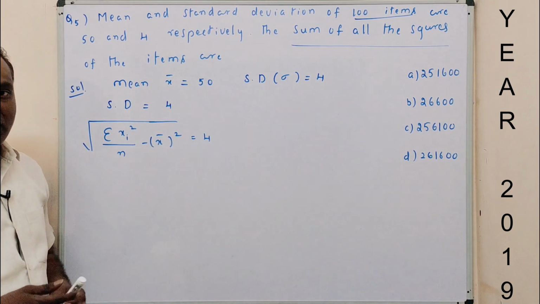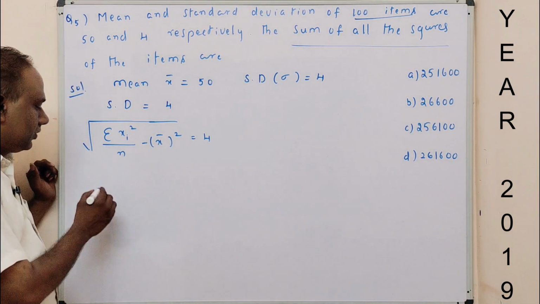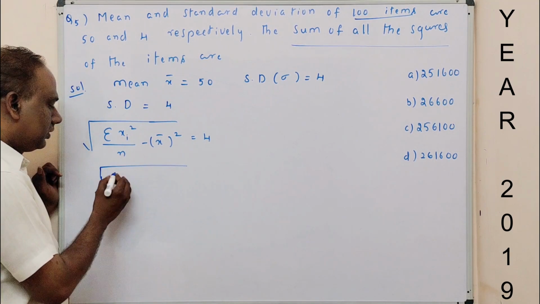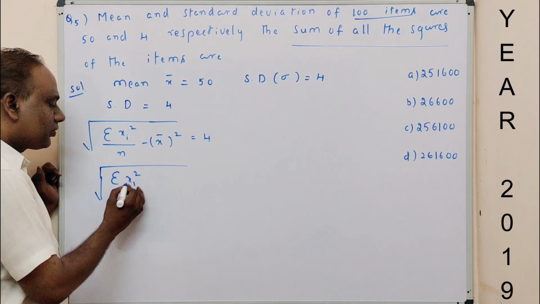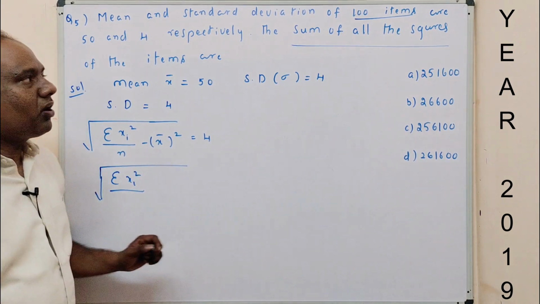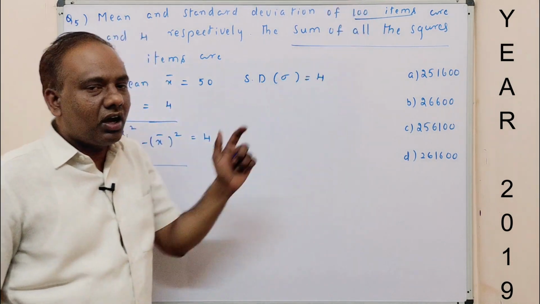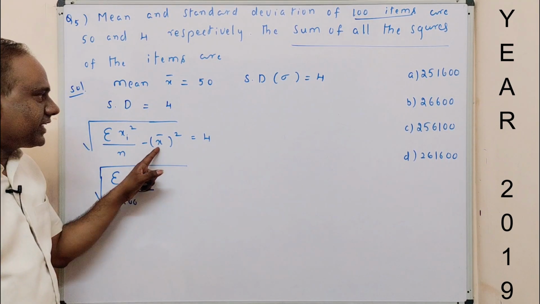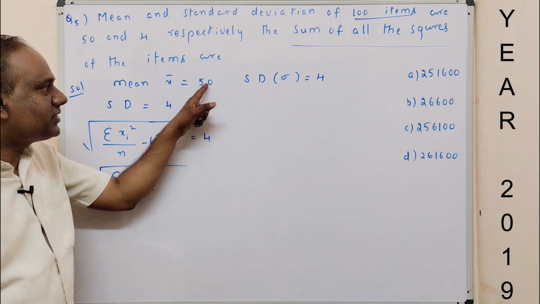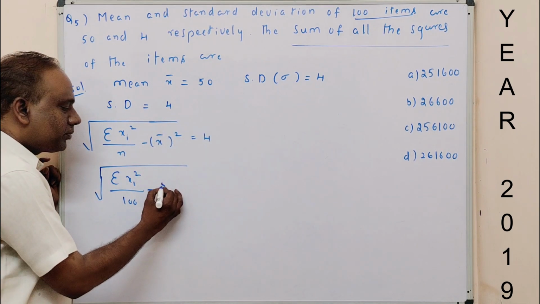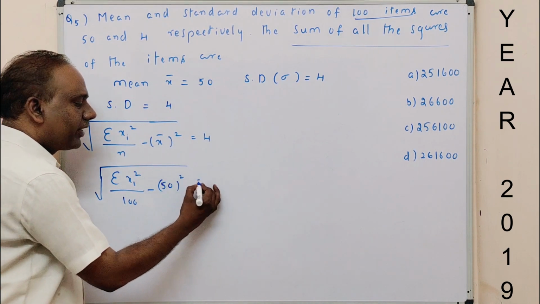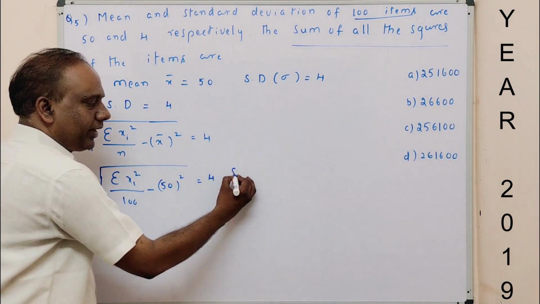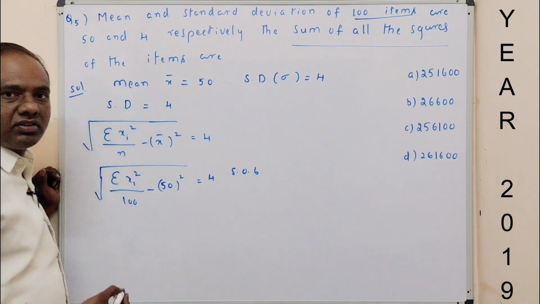Now we can substitute the values here. So square root of summation xi square by n, here n means number of items. Here number of items are 100, minus x bar. X bar is the mean. Mean is equal to 50. So x bar whole square means 50 whole square is equal to 4. It is a square root. That's why squaring on both sides.